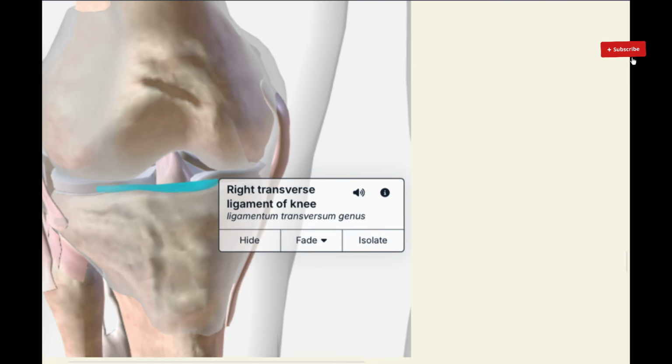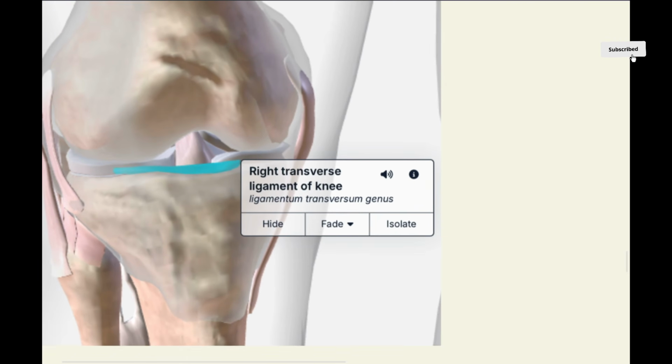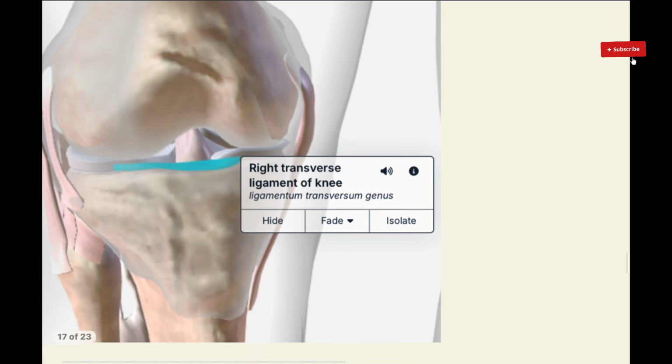Now we have a very small ligament which is again very important, the transverse ligament of the knee. As you can see, it is combined with the menisci. We will be talking about the menisci in the upcoming slides. So this is your transverse ligament of the knee. It is present on the transverse surface, a very small ligament.